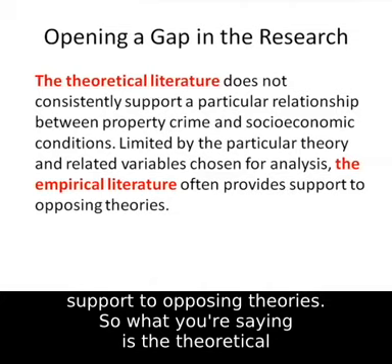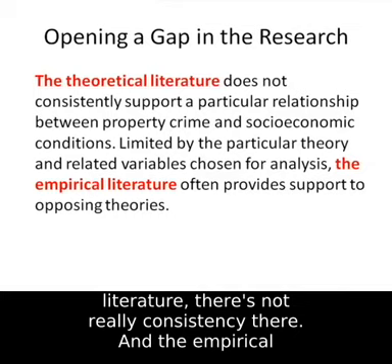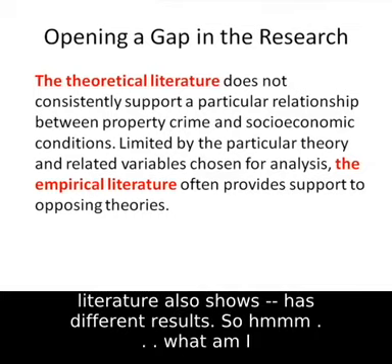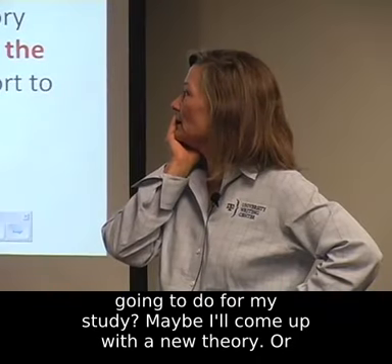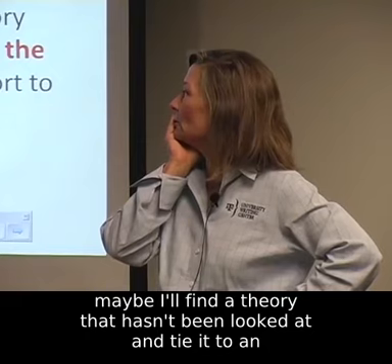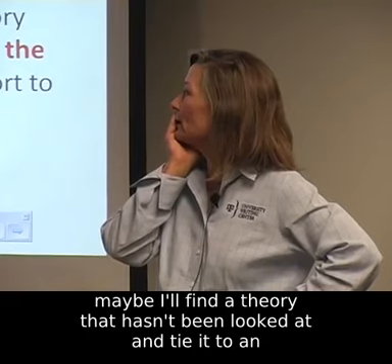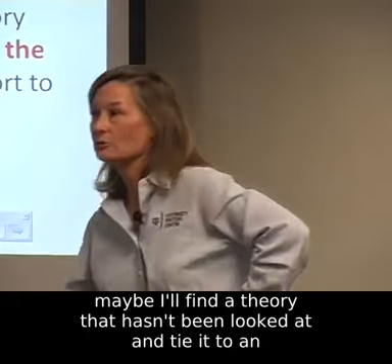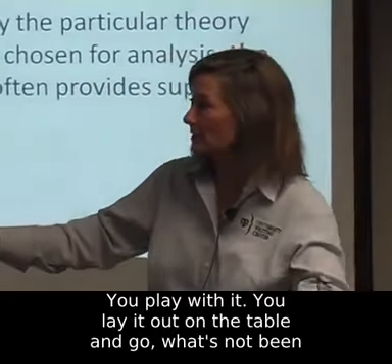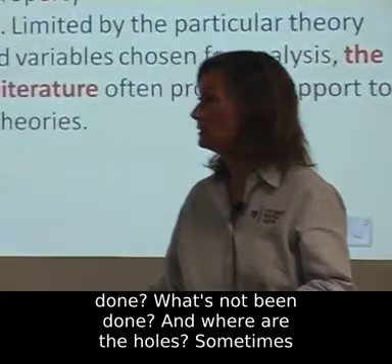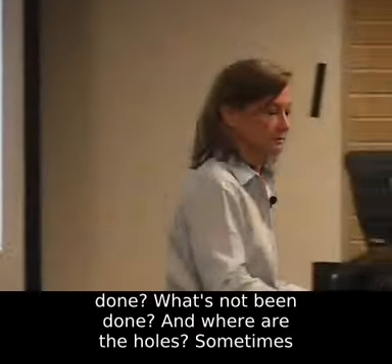So, what you're saying is the theoretical literature, there's not really consistency there, and the empirical literature also has different results. So, what am I going to do for my study? Maybe I'll come up with a new theory, or maybe I'll find a theory that hasn't been looked at and tie it to an empirical, you know, this is where you kind of think. You play with it, you lay it out on the table and you go, what's not been done? What's not been done? And where are the holes? Okay.